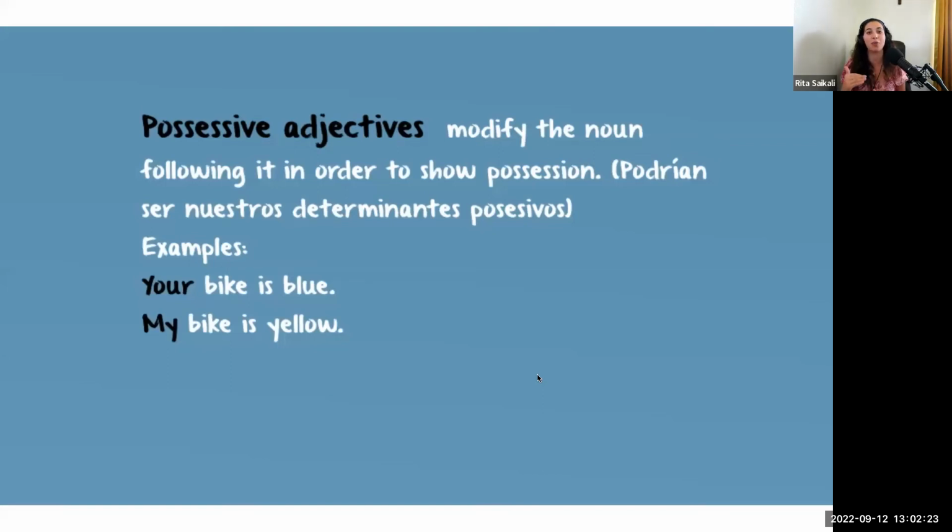Again, I'm going to say this one more time. There is a noun after the possessive adjective. For example, my house is big. His car is white. My is a possessive adjective and it came right before house. It is showing that that house belongs to me.